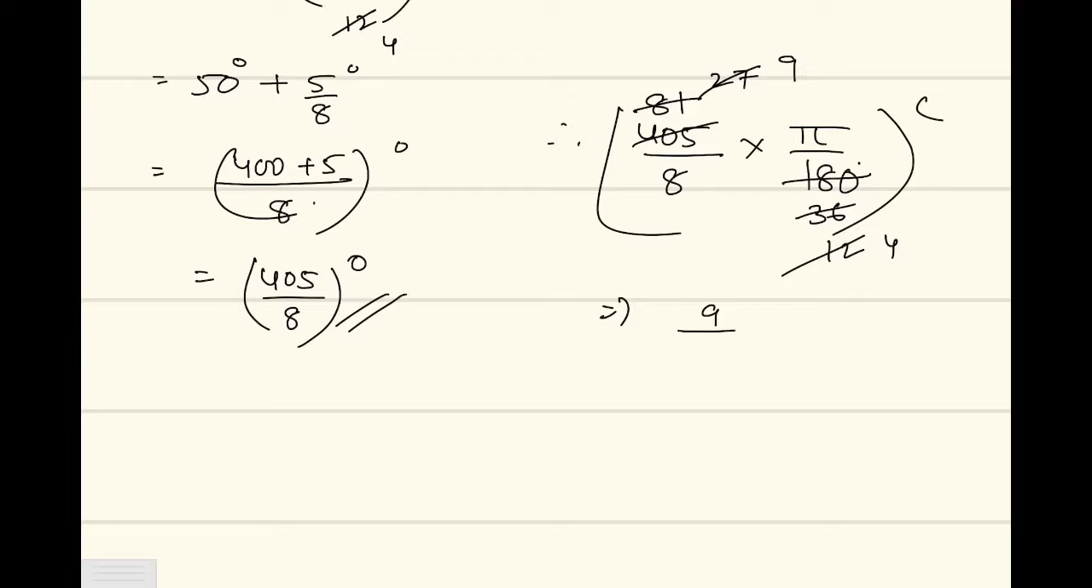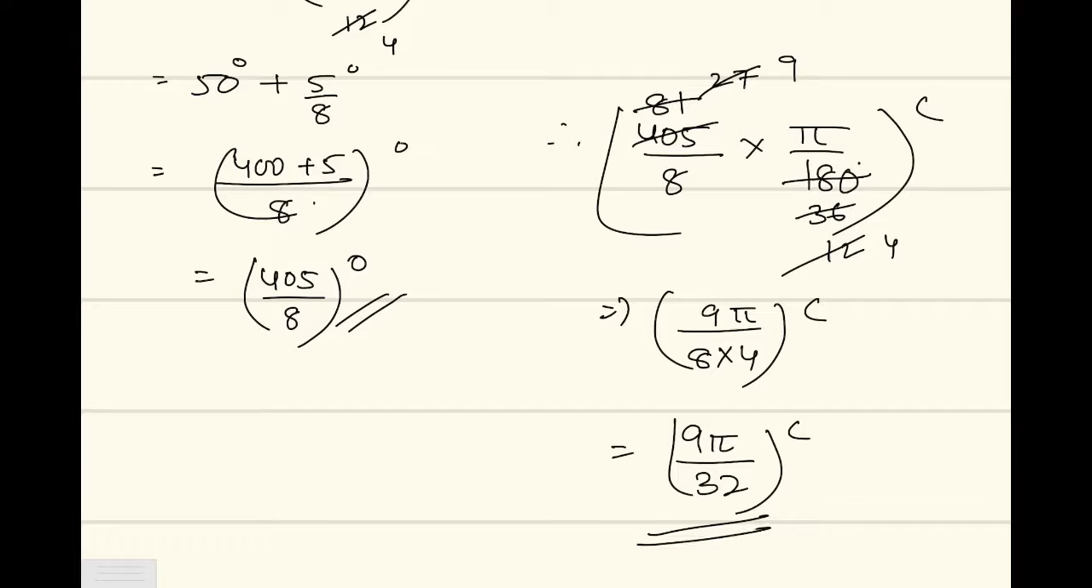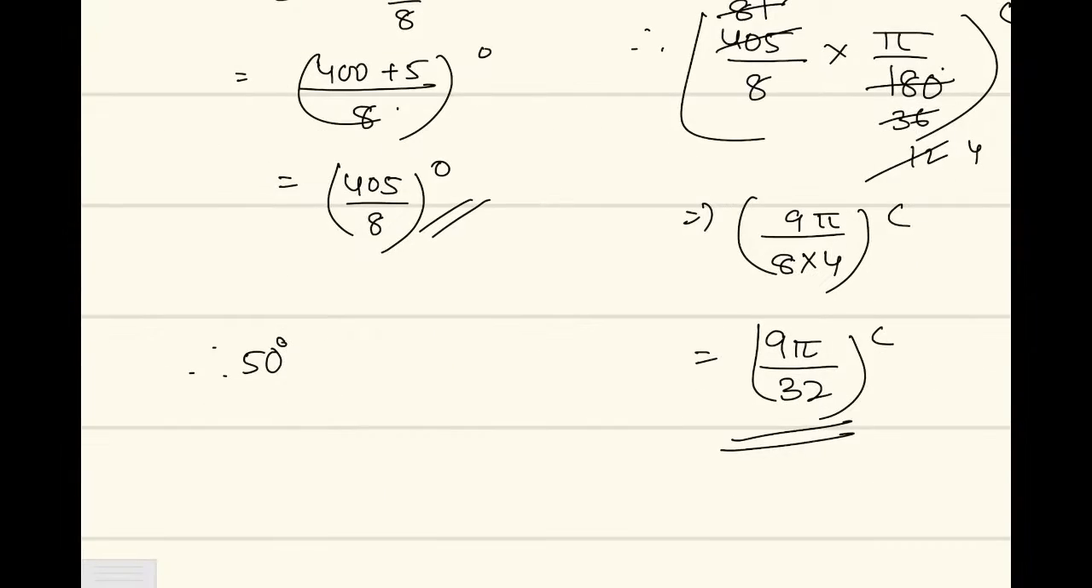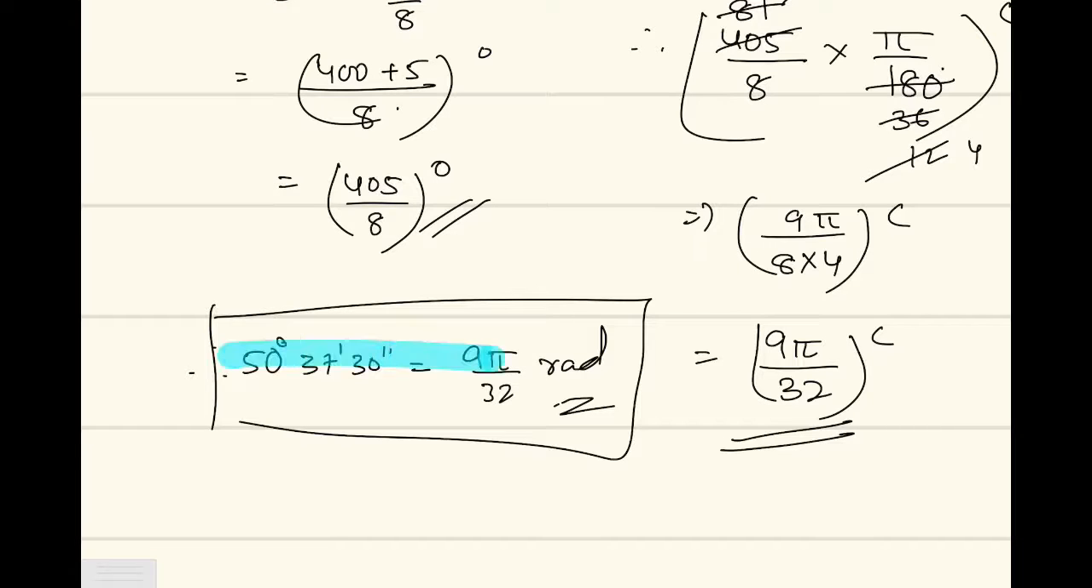So that gives me 9 divided by 8 into 4, and there is a pi to the power c, and let me multiply. That's 9 pi divided by 32 to the power c. So that is how you convert degrees to radians. So I'll write your conclusion. 57 degree, was it 57? No, I don't think so. Not 57. 50 degree, what was it? 37 minutes 30 seconds. Yeah, 37 minutes and 30 seconds, sorry, is equal to 9 pi by 32 radians. Did you understand? You can write rad or to the power c. So that would be the answer for this particular sum.